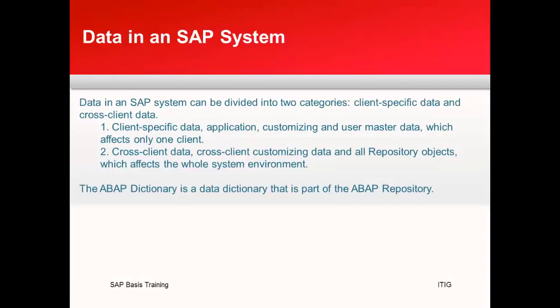Now, data in an SAP system. Data in an SAP system can be divided into two categories: client-specific data and client cross-client data. Client-specific data is basically the application data, customizing and user master which affect only one client. Cross-client data is the cross-client customizing data and all repositories, which affect the whole system environment. The ABAP dictionary is a data dictionary that is part of the ABAP repository.